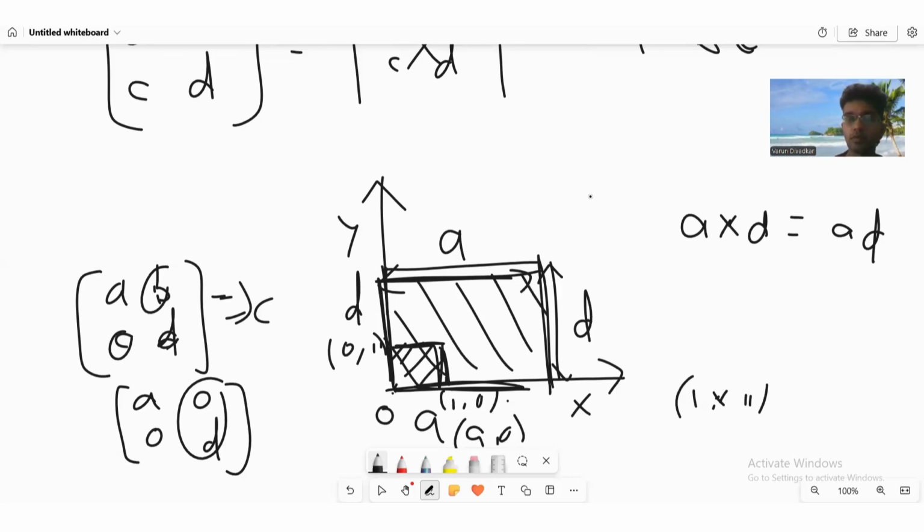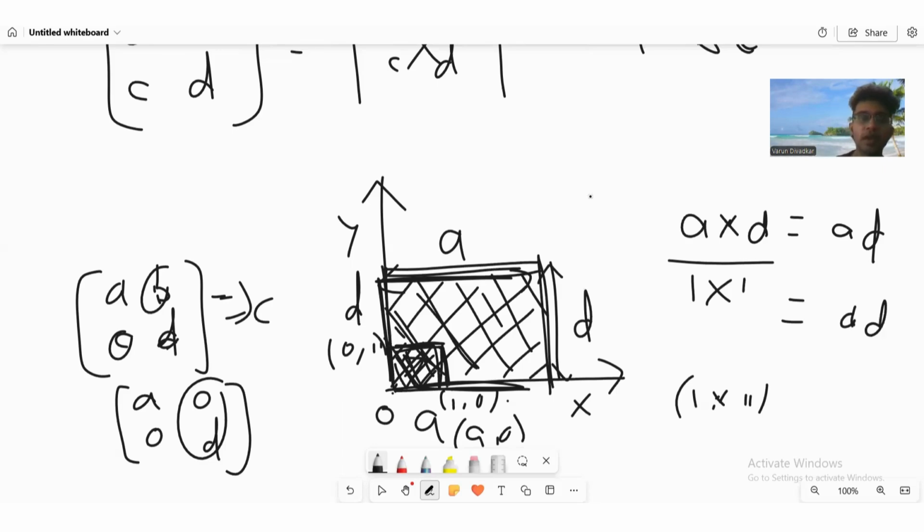Now, if you ask yourself a question like, how much has my unit square increased in area? What is the increase in area of my unit square? It is basically nothing else but the area of this rectangle divided by the area of the unit square, which is 1 into 1. Nothing else but AD. And if you compare, this AD is basically AD minus 0 into 0, which is the determinant, because B and C are 0 here, right?